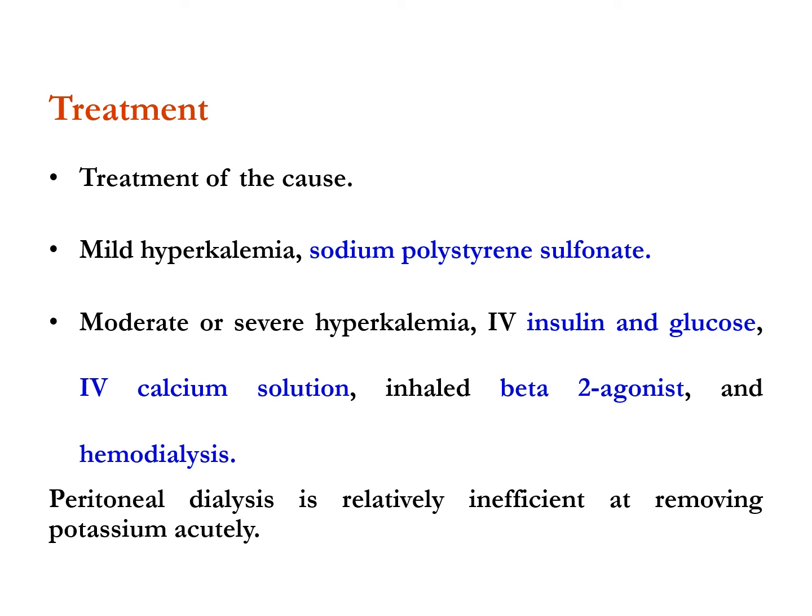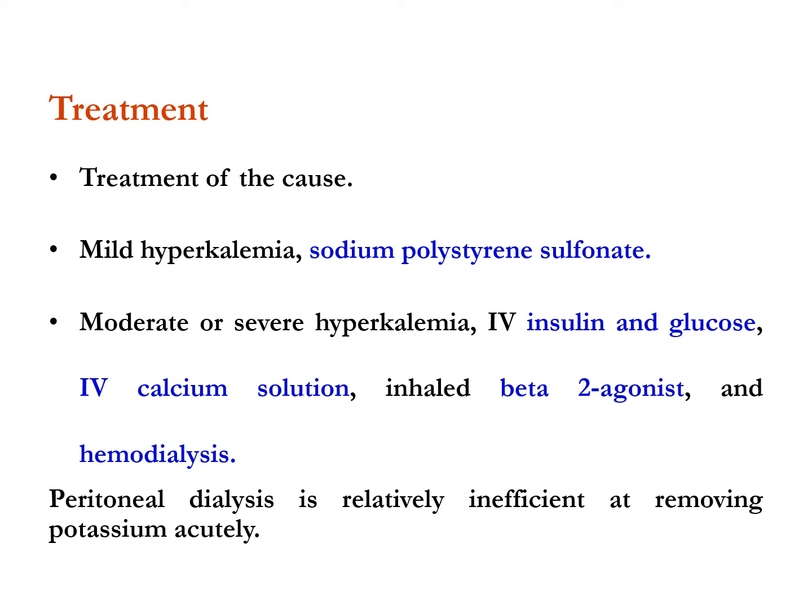As we see in our patient, treatment of the cause, we stop drugs which increase potassium, we stop potassium sparing diuretics and ACE inhibitors. In mild hyperkalemia, we can give sodium polystyrene or calcium polystyrene sulfonate, which is a potassium binding resin. We also, in moderate or severe hyperkalemia, give intravenous glucose insulin to shift potassium intracellularly. We give intravenous calcium solution to antagonize the toxic effect of potassium in the cardiac muscle.